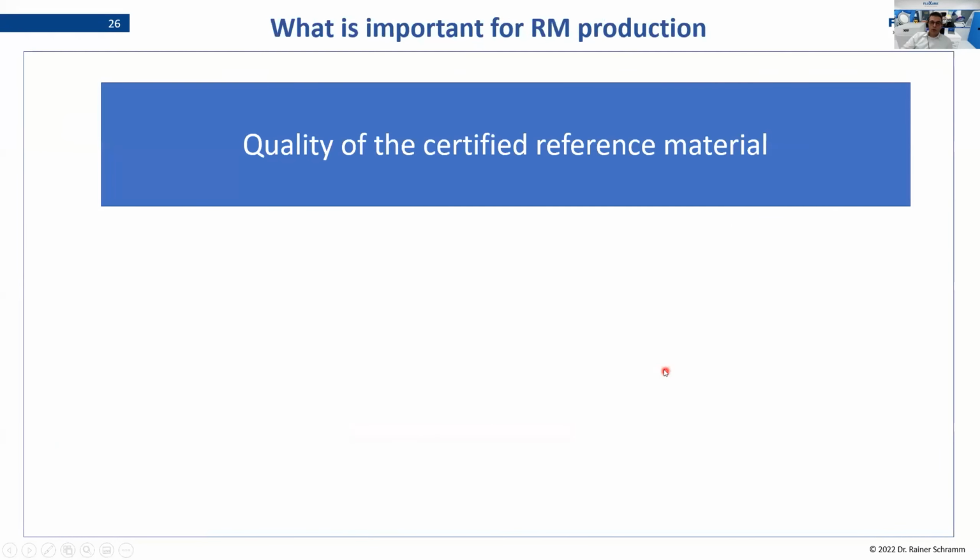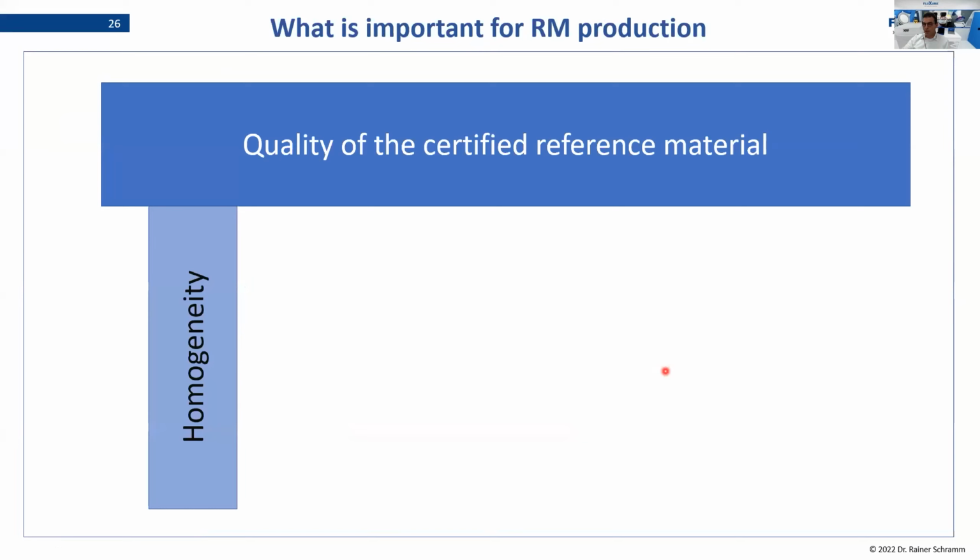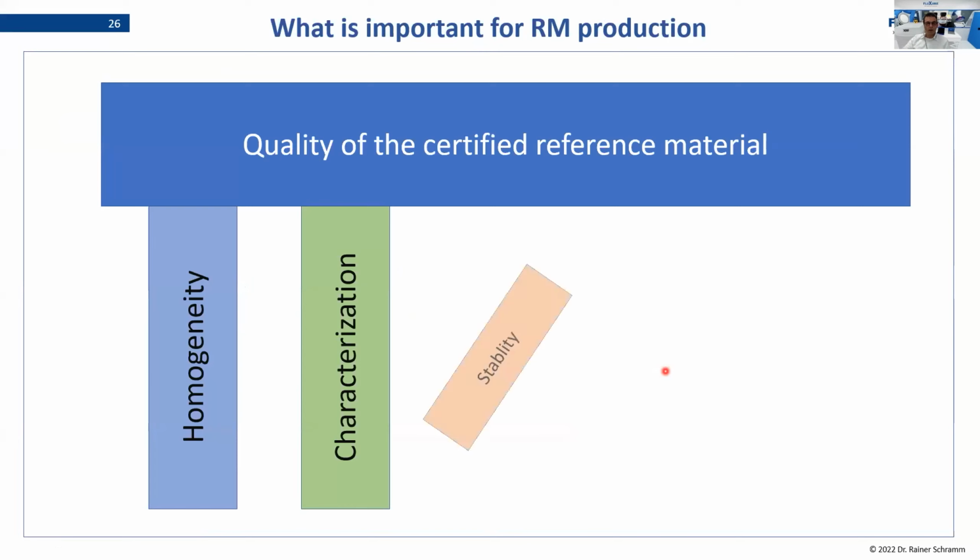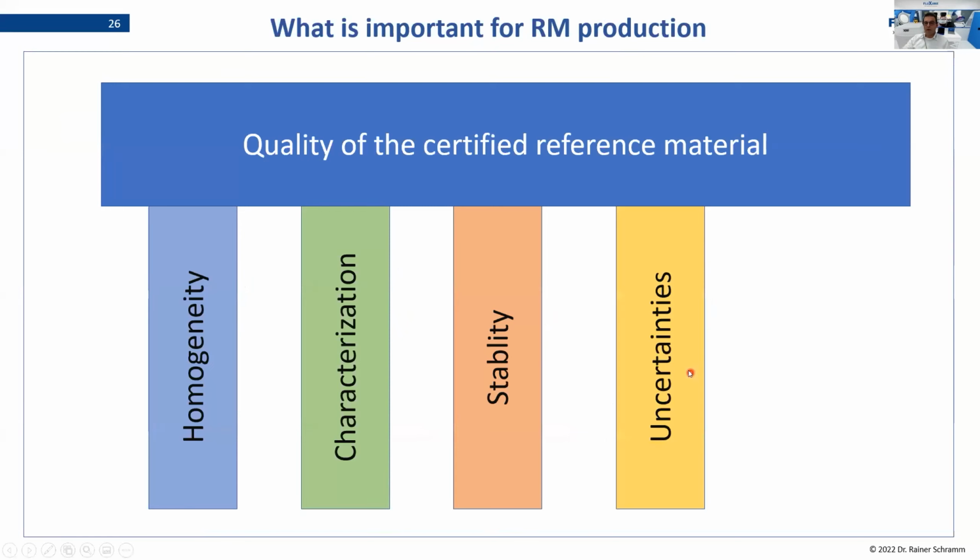So if I want to summarize, to make a certified reference material, homogeneity is very important. Characterization is important. It must be traceable. The stability is important, so that you can use that material as long as possible. And of course, how sure are we that the value is in a certain concentration range? So what is the uncertainty?